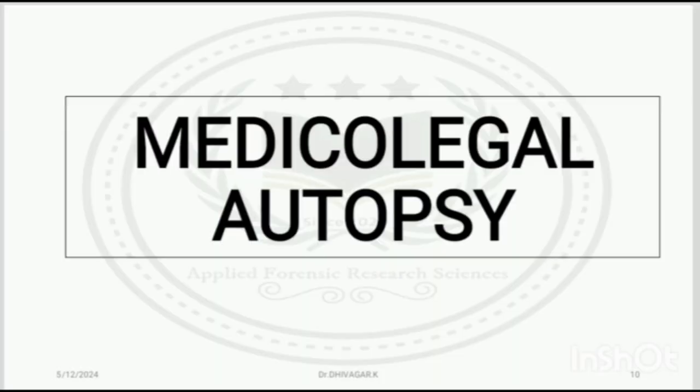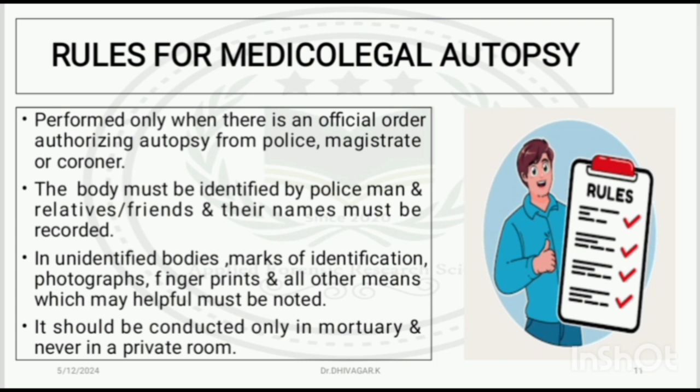Now we are going to see the rules and objectives of medico-legal autopsy. First of all we see the rules of the medico-legal autopsy. It is performed only when there is an official order authorizing autopsy from police, magistrate or the coroner. The body must be identified by the police officer and the relatives or friends, and their names must be recorded. In unidentified bodies, marks of identification, photographs, fingerprints and all other means which may be helpful must be noted.